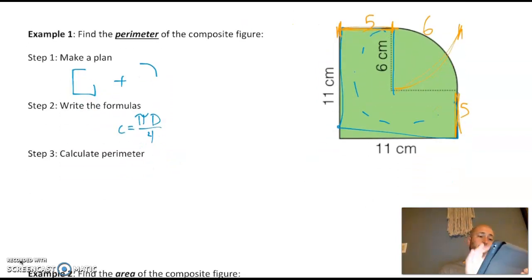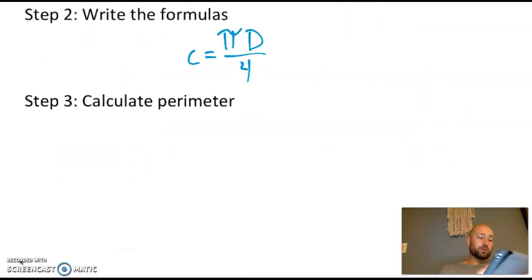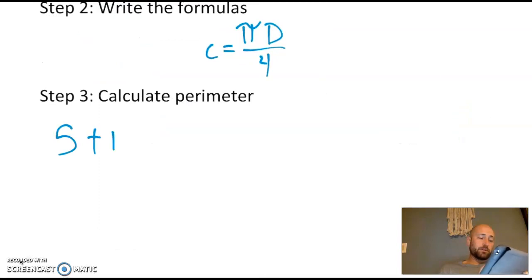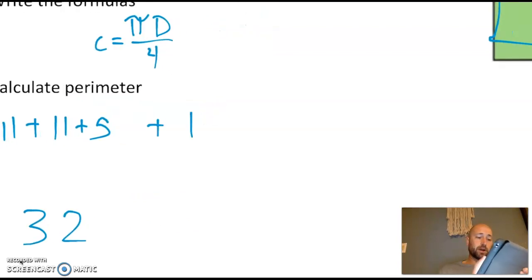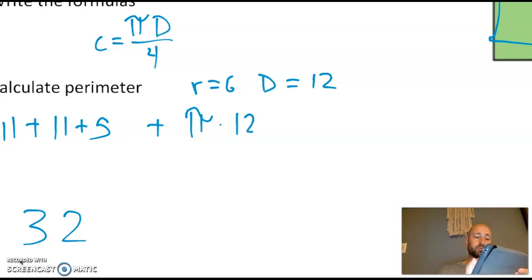So when I calculate my perimeter to go around, I'm getting 5 plus 11 plus 11 plus 5. Those are all the squared off straight pieces. So 22, that is 32 total. Then I'm going to add pi times my diameter. The radius is 6. Diameter is always double the radius, so that's times 12. Only a quarter of that circle, so I'll divide it by 4 so I can get the quarter circumference.